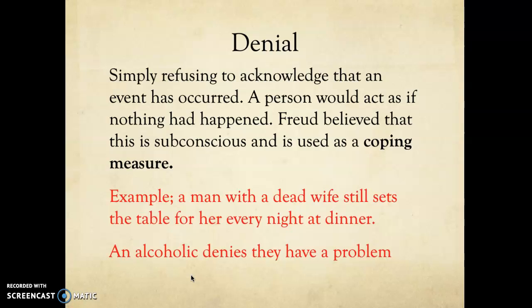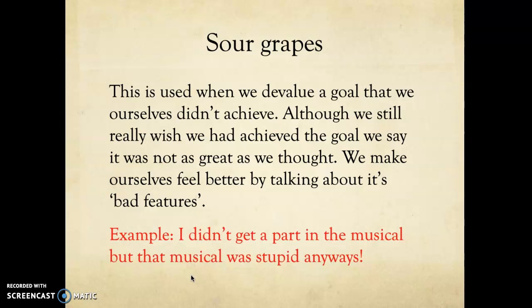So in a very extreme example, a man with a deceased wife still sets the table for her every night at dinner. Okay, that's extreme denial. Also, an alcoholic denying they have a problem. Okay, because it's easier to just deny it than actually deal with the problem.